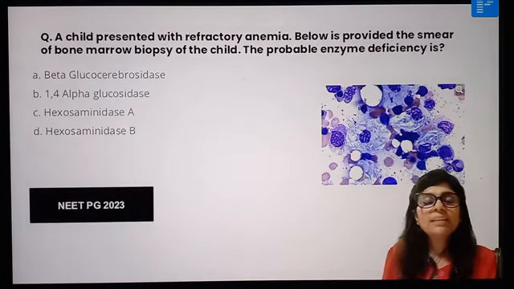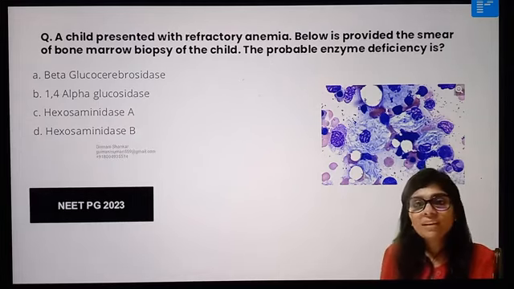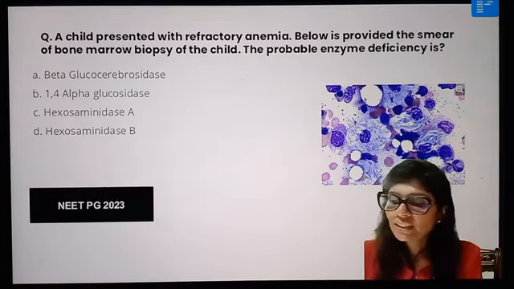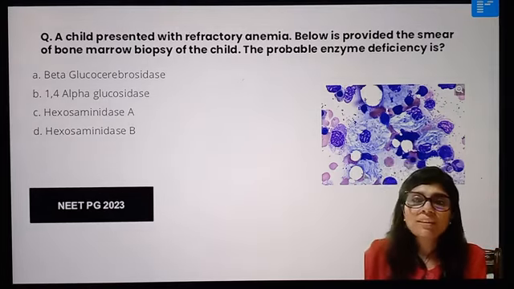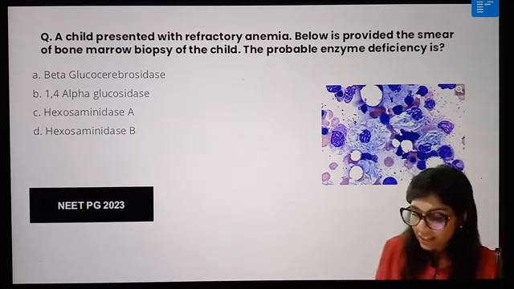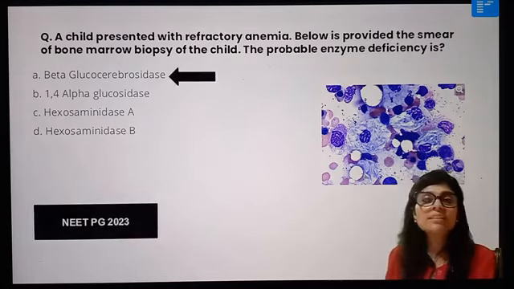Answer this. A child presented with refractory anemia. Below is provided the smear of bone marrow biopsy of the child. The probable enzyme deficiency is. Yes, Vanshika Saini. Just watch this session. Learn all the facts that I told you here. Repeatedly revise it. Work out all previous year questions. That should be enough. Yeah, the answer is beta-glucosyl cerebrosidase defect.